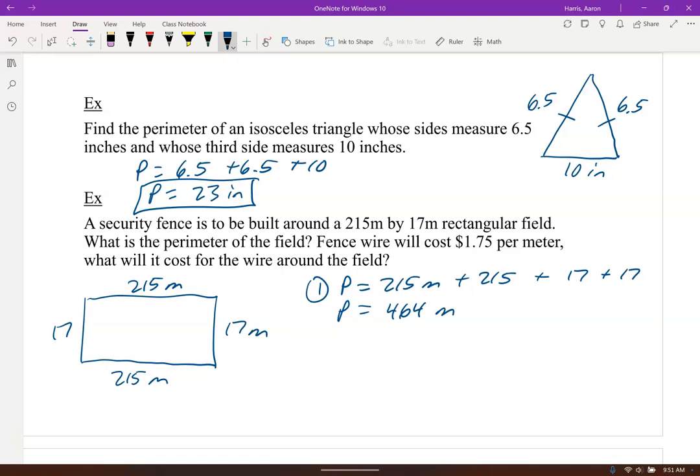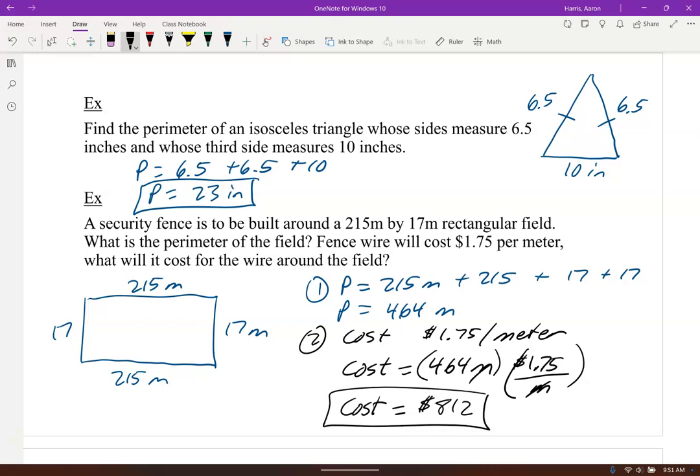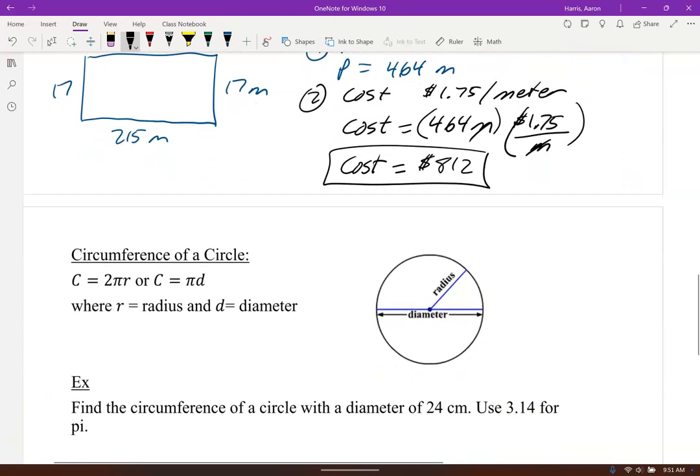And now, number two, what would it cost if the fence is $1.75 per meter? So the cost would be, well, we have 464 meters times $1.75 per meter. Notice the meters cancel. So our cost is 464 times $1.75. Punch that in. Get 812. $812 to fence that in, since it's $1.75 for every meter.